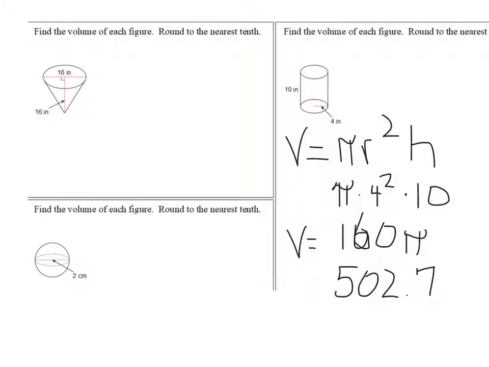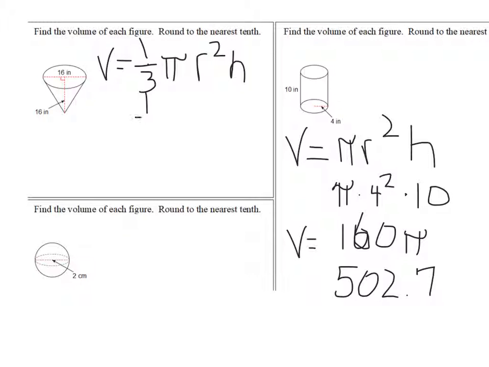All right, now let's look at the cone. The cone relates to a cylinder by a cone is a third of the volume of a cylinder. So the formula we're going to use to find volume is 1/3 pi times radius squared times height.